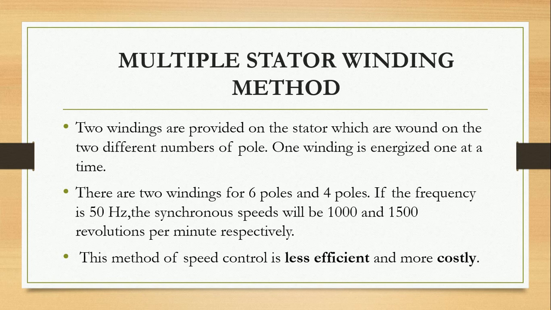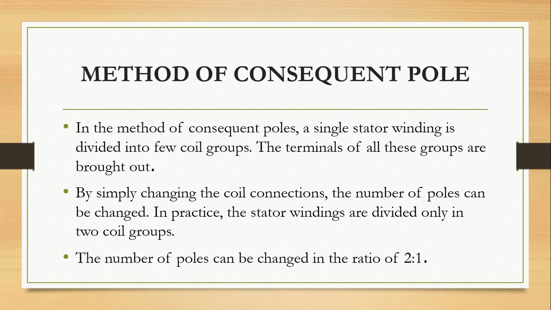This method of speed control is normally considered to be less efficient and it's also more costly. So, this method is only rarely used. Let us see the next method. The next method is method of consequent pole.